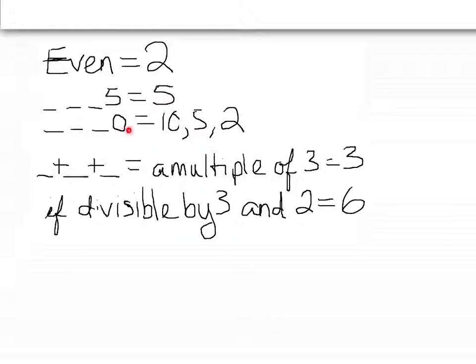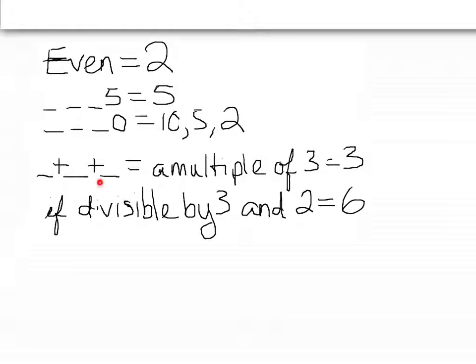If it ends with a 0, and can be anything before it, it's always divisible by 10, 5, and 2. It's divisible by 10 because of the 0. It's divisible by 5 because 5 can go into 10 twice, right? It's just doubling it. And it can go into 2 because it's an even number.